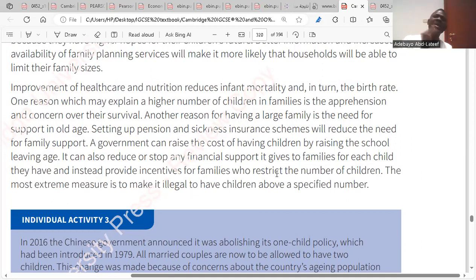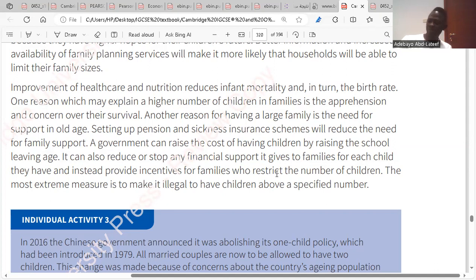So here they are talking about healthcare. If the healthcare is improving and the nutrition is also improving, a lot of children will not die. Do you understand? So in turn the birth rate, so one reason which may explain a higher number of children in families is the apprehension and concerns over their survival.